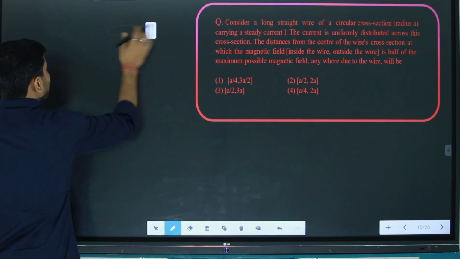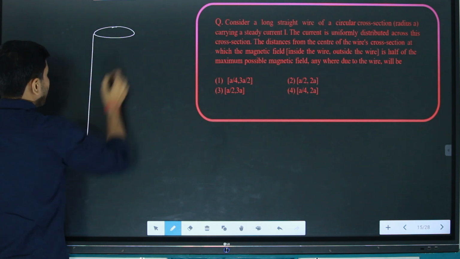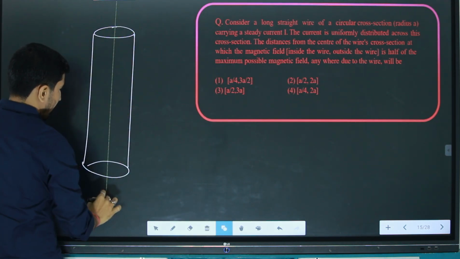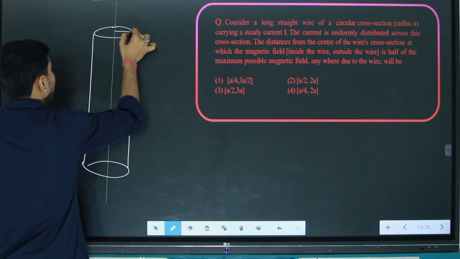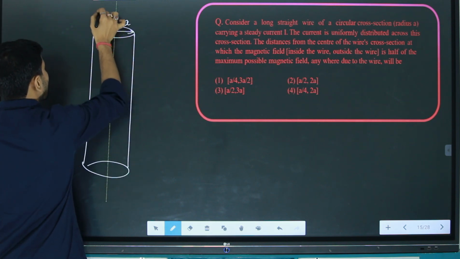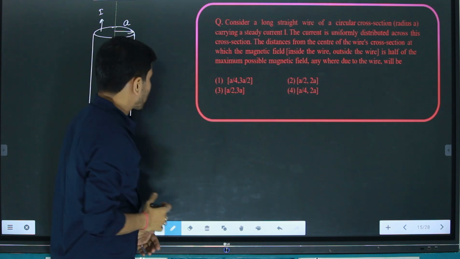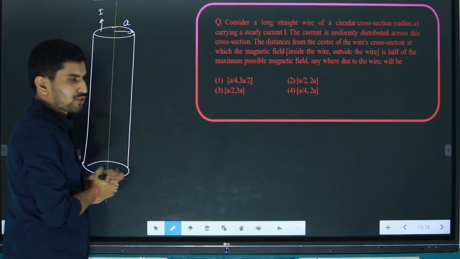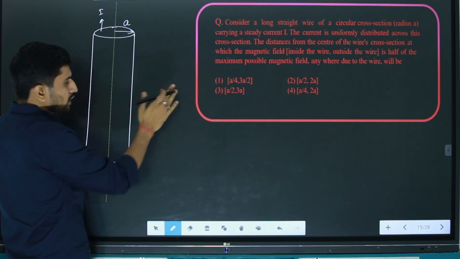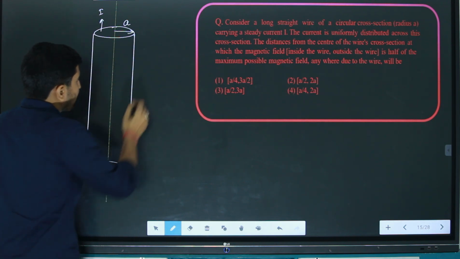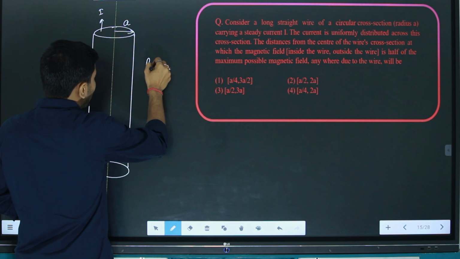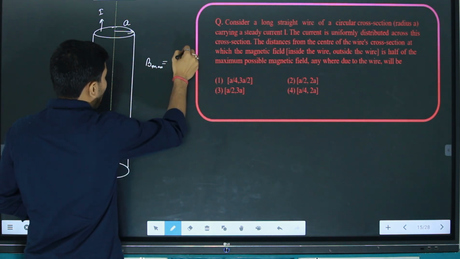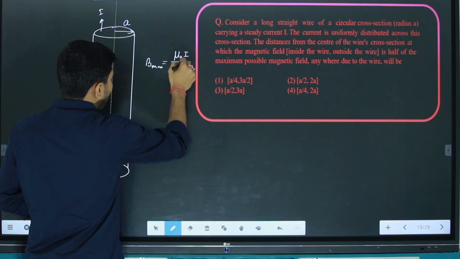Let's say this is the wire in the form of a cylinder. This is the axis of the cylinder. Let's say the radius is A, and electric current I is uniformly flowing throughout the cross section. Now, what is the maximum possible magnetic field? First of all, it can have a magnetic field everywhere. We know that the maximum magnetic field will be on the surface of the conductor, which is equal to mu naught I divided by 2 pi A.